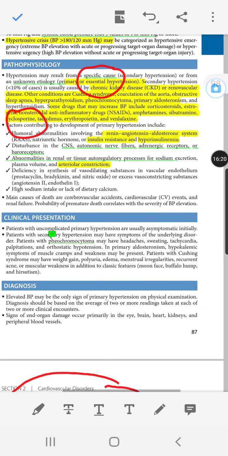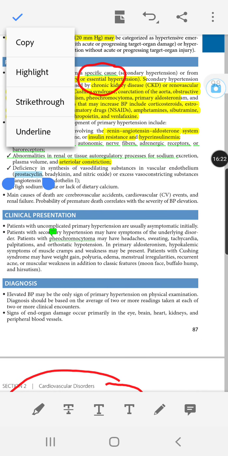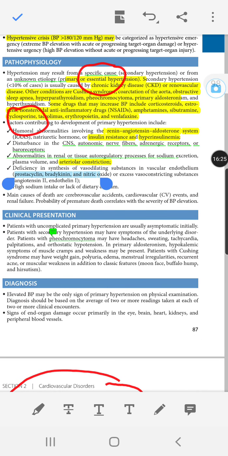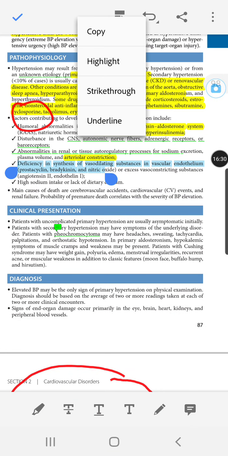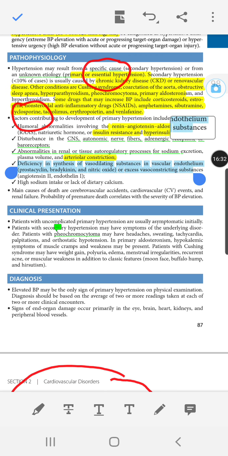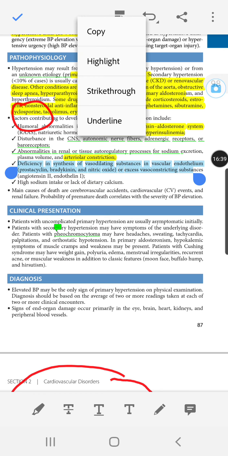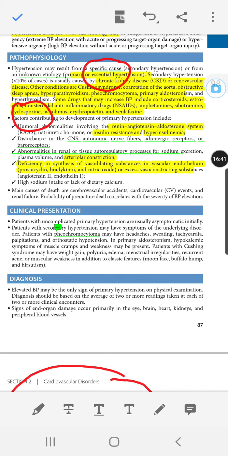Number 5 is deficiency in synthesis of vasodilating substances. Vasodilation is necessary for decreasing the blood pressure. If there is a decrease in the substances which cause vasodilation, the blood pressure increases. So the vasodilating substances are prostacyclin, bradykinin, and nitric oxide.